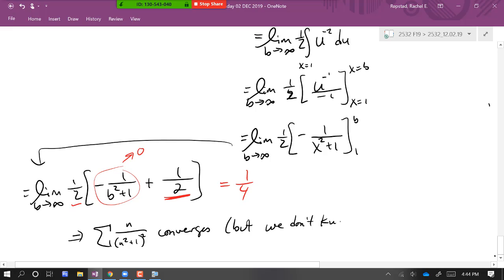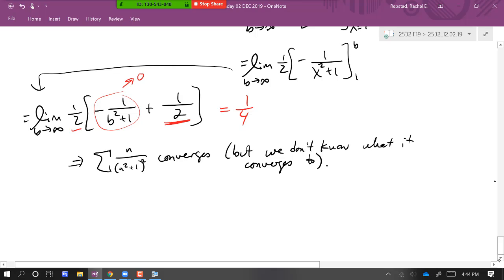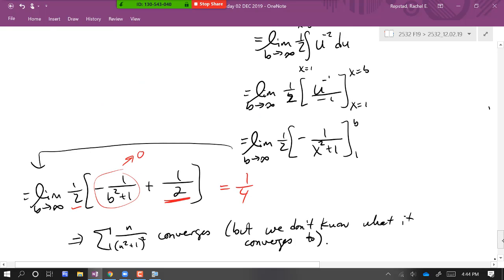I think I messed up. I had a half times 0 and then negative a half times 1 over 1. Do you want me to scroll back up? Oh, I see what I did. I said the x squared plus 1 was 1, but it was a half. Oh, I see what you're saying. Yeah.